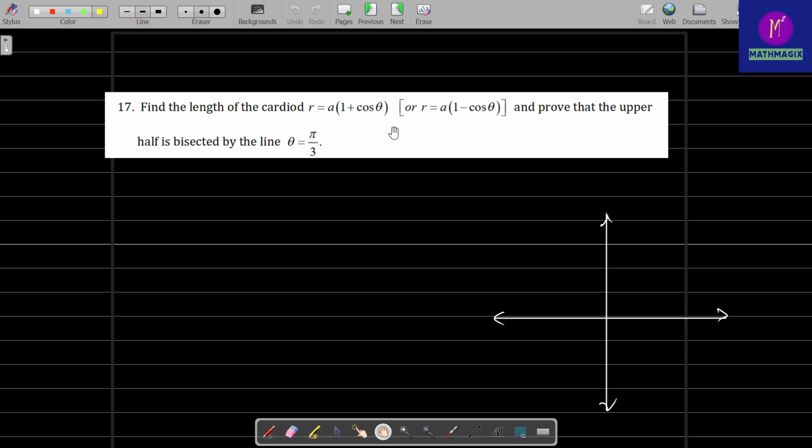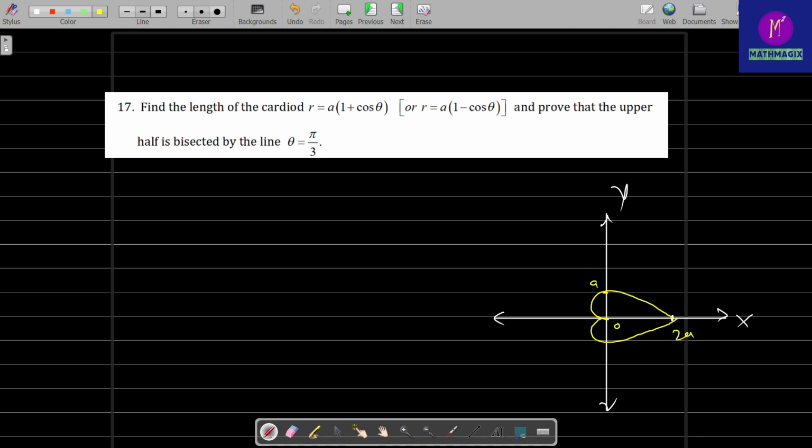So first of all, let us draw the cardioid. So we have x-axis and y-axis here, and whenever theta is 0, that is whenever the angle is 0, cos theta is 1, so obviously we will get r as 2a, and for theta equals pi by 2, cos pi by 2 is 0, so we will get r as a. So I think we can easily identify the shape of the cardioid from these 2 points. So obviously the cardioid is of this shape, and then we need to find out the length of the cardioid.